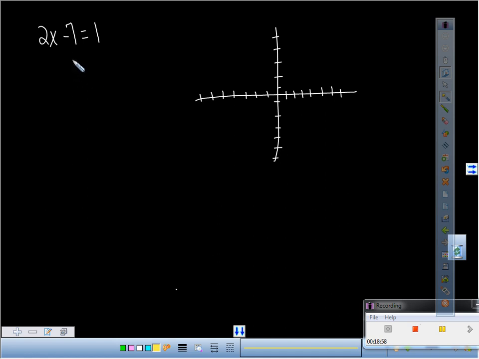Alright, so why is this problem going to mess kids up? It doesn't have a y. So they look at it and they go, what? I'm supposed to graph that and it doesn't have a y? What am I going to do? Solve for x. So I'm going to add 7 to both sides. 2x equals 8. Divide by 2 and x is 4. What kind of line is that? You say, what? It's a vertical line.